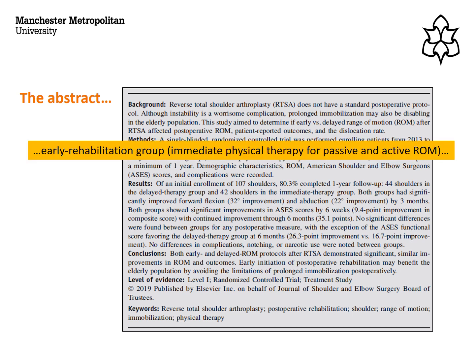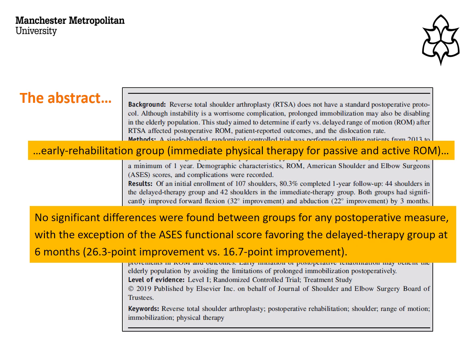The first is that these researchers were looking to compare what they called an early rehabilitation group, described as immediate physical therapy for passive and active range of motion, versus a delayed group, so quite progressive at first sight. And then the second point that jumps out is that they reported no significant differences between the delayed group and the early rehabilitation group, except the American Shoulder and Elbow score, functional domain, favouring the delayed group at 6 months. So potentially some quite interesting findings here.